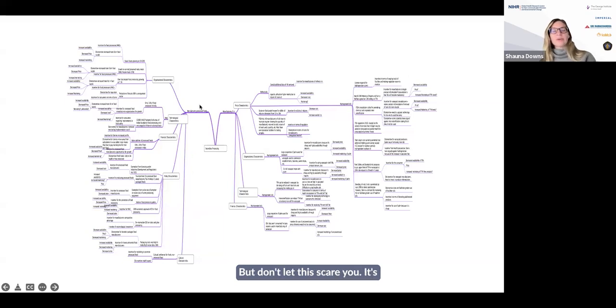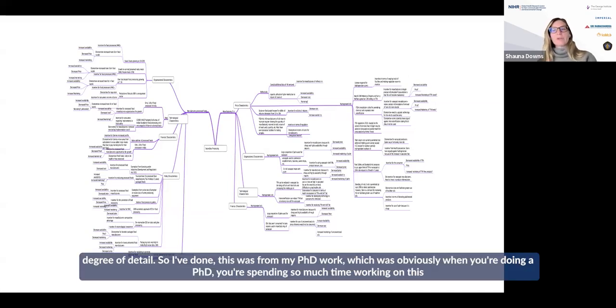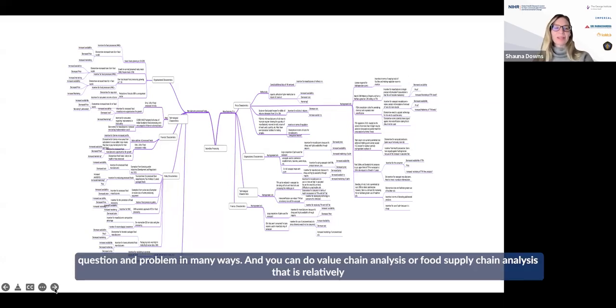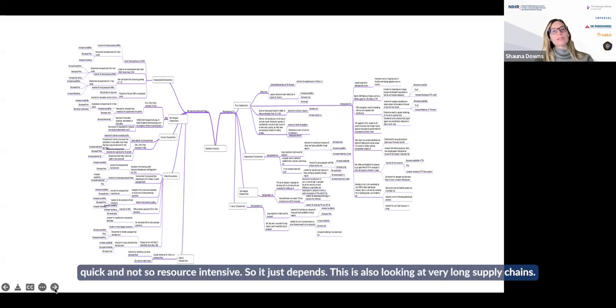But don't let this scare you. You don't have to do it to this same degree of detail. This was from my PhD work, which was obviously when you're doing a PhD, you're spending so much time working on this very kind of esoteric question and problem in many ways. And you can do value chain analysis or food supply chain analysis that is relatively quick and not so resource intensive.